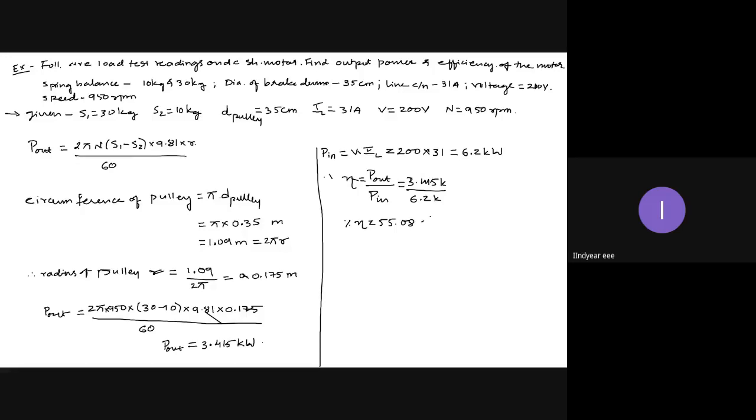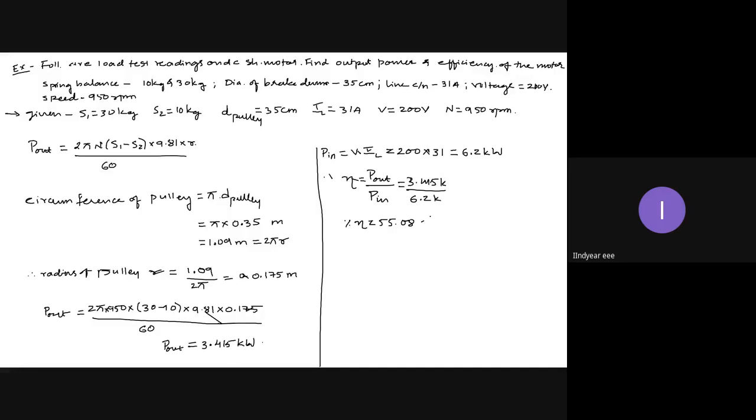Losses are used for two conditions. One, to know the efficiency once input is known or output is known. If I know the output, I will add the losses to the output and find the input, take the ratio, and get the efficiency. If I know the input and the losses, I deduct the losses from the input, get the output, and take the ratio. That is for one reason.